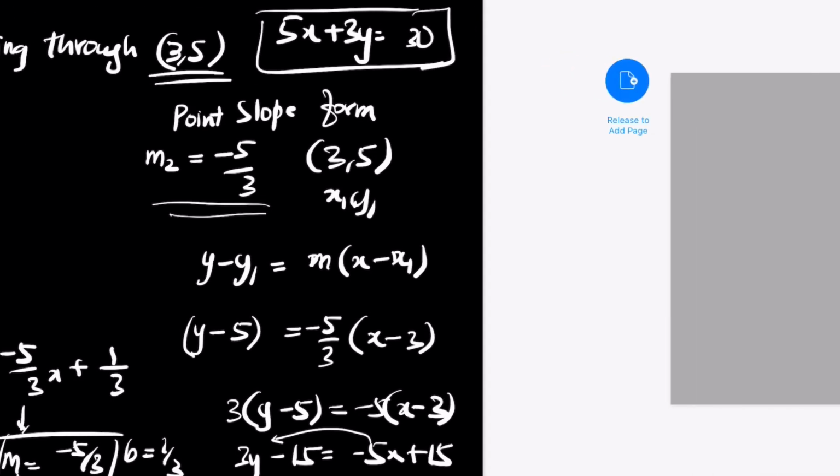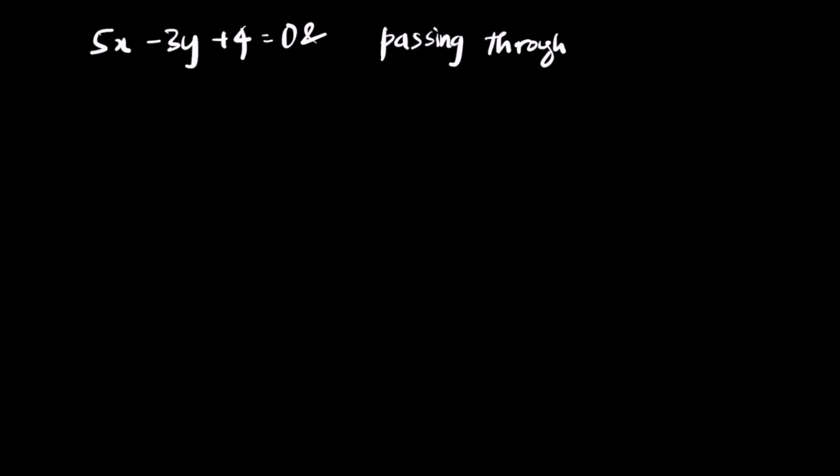Let's say if they ask you for the perpendicular one, for example, the same problem with 5x plus 3y equal to 1. Let's take another problem so that it becomes easier. So let's say we have 5x minus 3y plus 4 equal to 0 and passing through (minus 4, 1). Remember that this is perpendicular to it. So first, again the same step: convert it into the slope-intercept form.